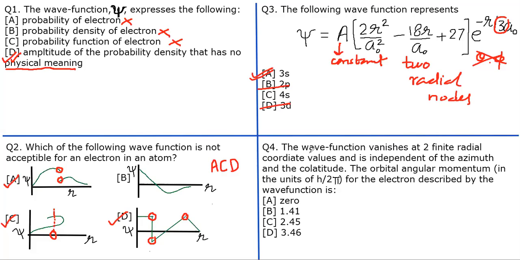Now the fourth question says, the wave function vanishes at 2 finite radial coordinate values and is independent of the azimuthal and co-latitude. The orbital angular momentum for this in the unit of h upon 2 pi would be? You can clearly see it does not depend upon azimuth, phi, and co-latitude, theta. That means it's a spherical system. And for a spherical orbital, that is l equal to 0. So angular momentum will also be 0.